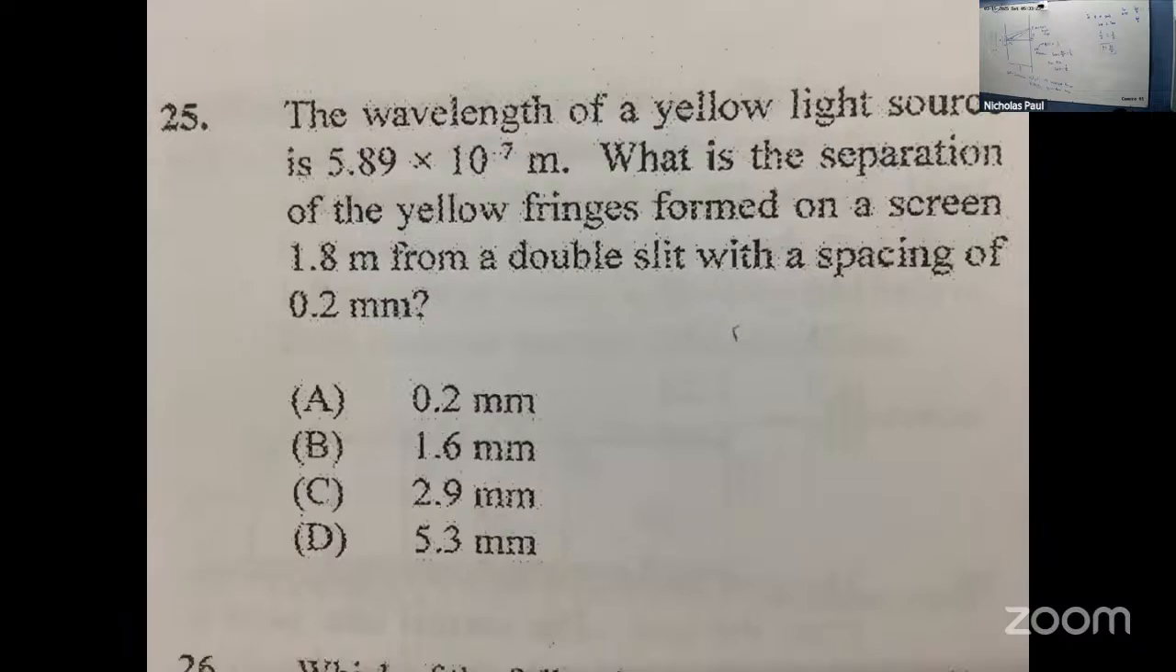All right, let's start here. Instead of me counting, just write down the important things. Number one: given the wavelength of yellow light, the separation of the yellow fringes, and the spacing of the slits. 10 to the minus 7. Mark it with the question number. Write down what they give you.